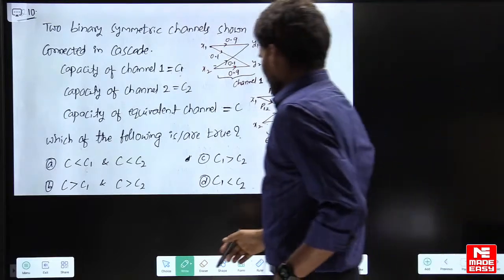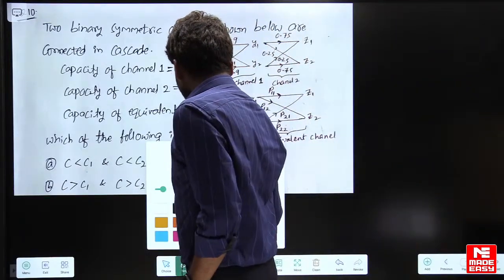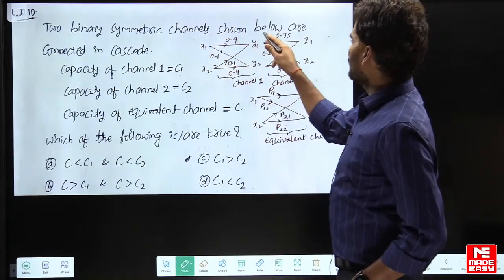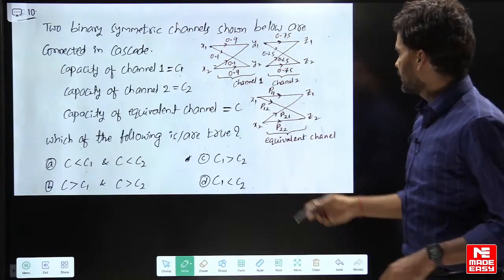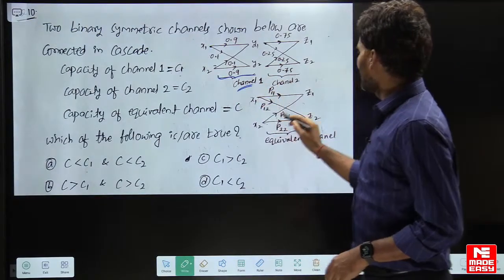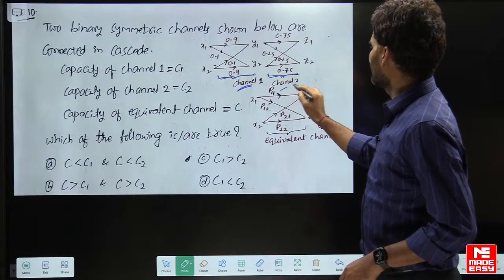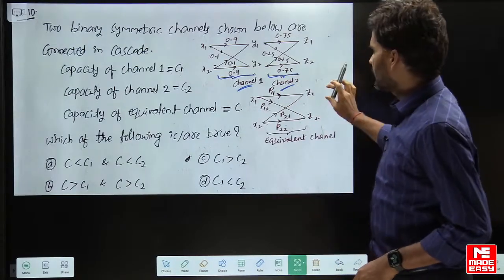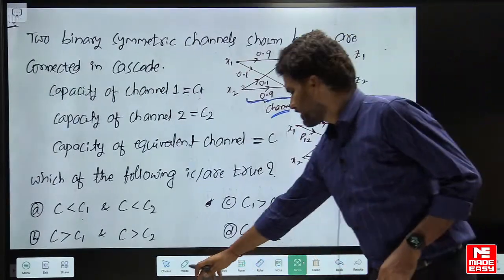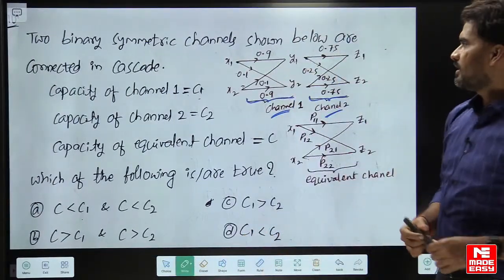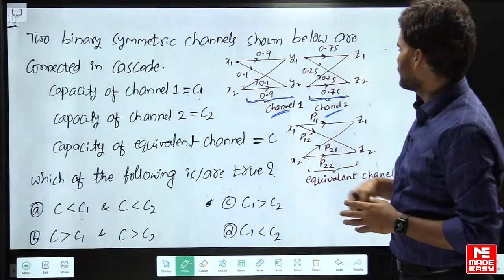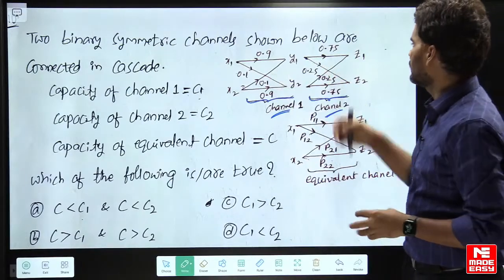Yes, so this is information theory. Two binary symmetric channels shown below are connected in cascade. Here, you can say this is channel 1 and this is channel 2. Let me enlarge this a little bit. These two binary symmetric channels are connected in cascade, channel 1 and channel 2.